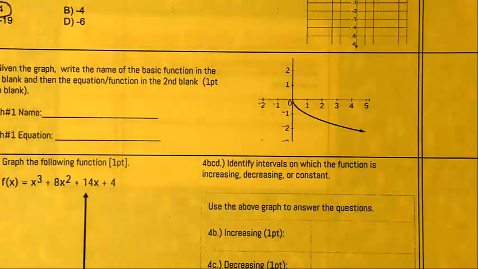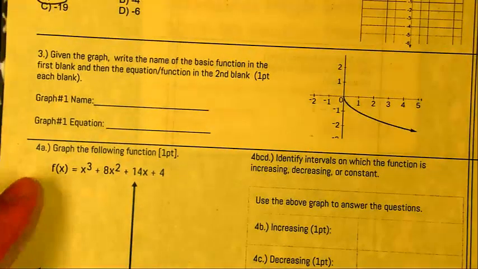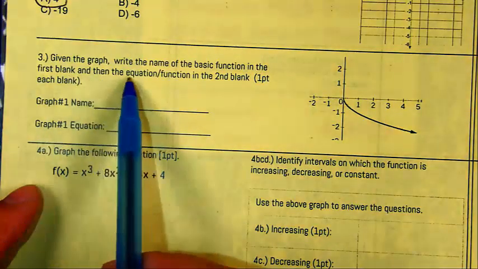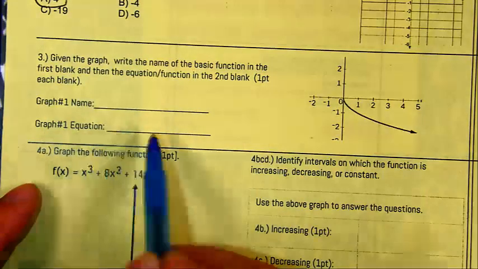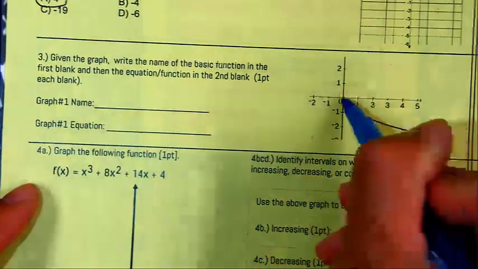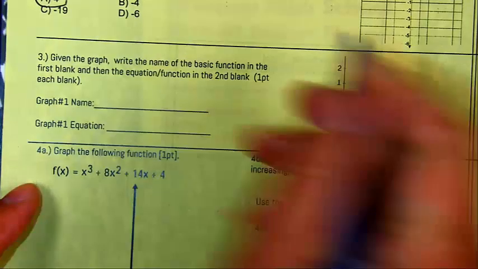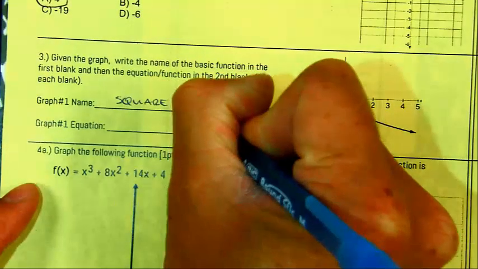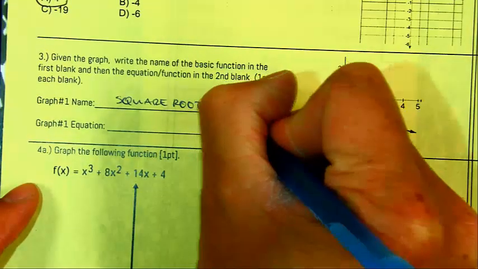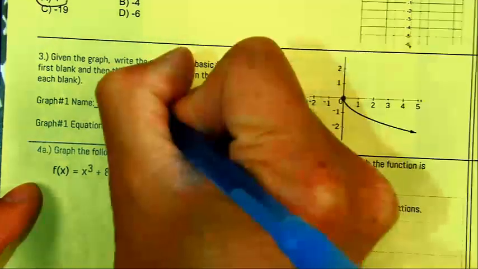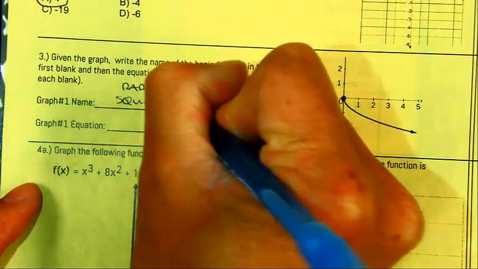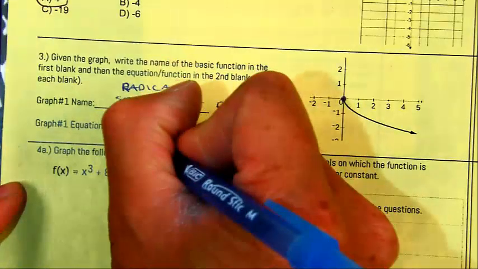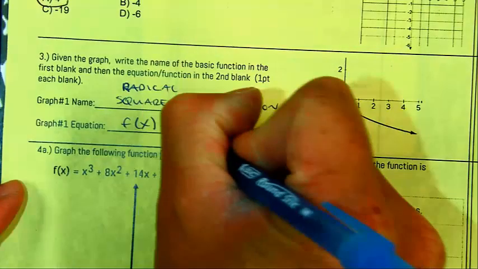Okay, question number 3. Given the graph, write the name of the basic function in the first blank, and then the equation or function in the second one. I wasn't looking for the exact one but if you're recognizing here, it's starting here at 0. This is a square root function, or also be acceptable if you wrote radical. So that's 1 point, and then the equation is just f of x equals the square root of x.